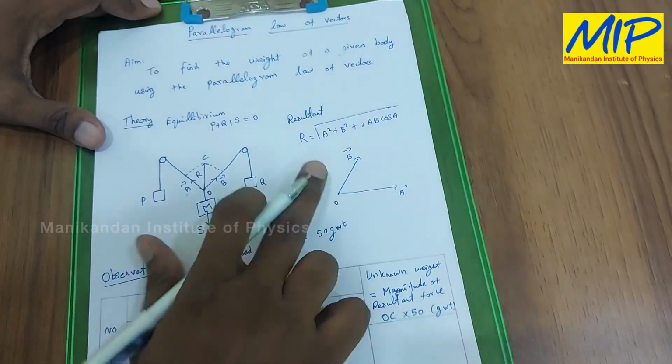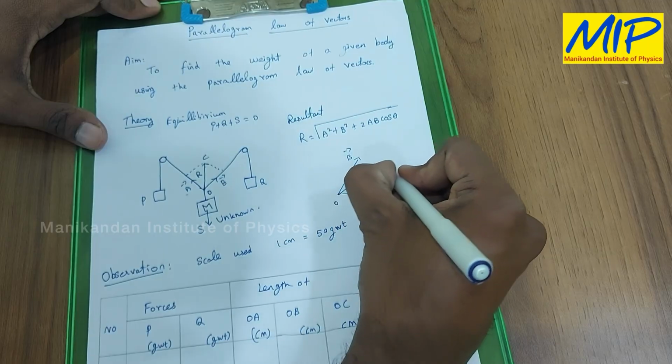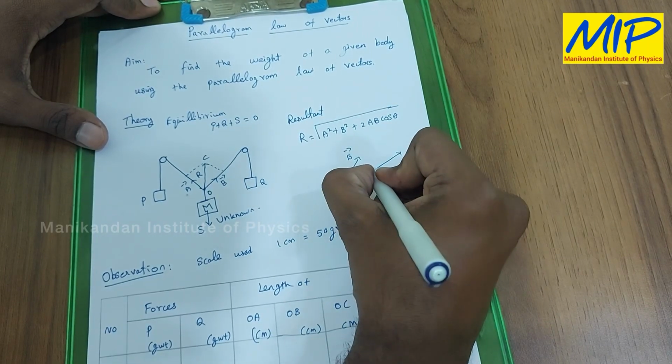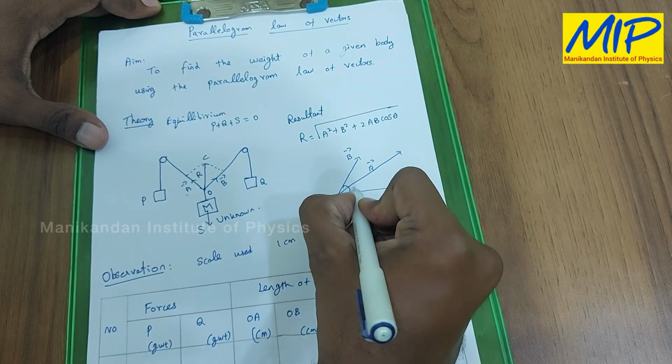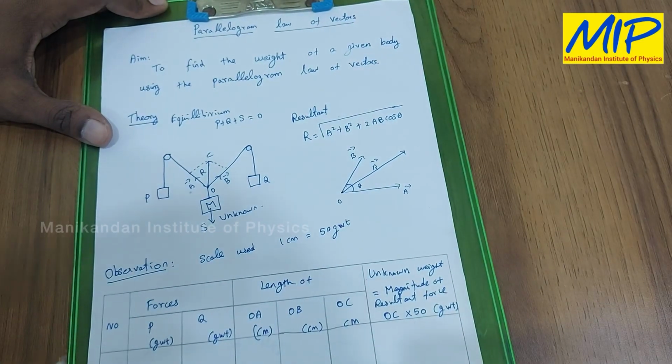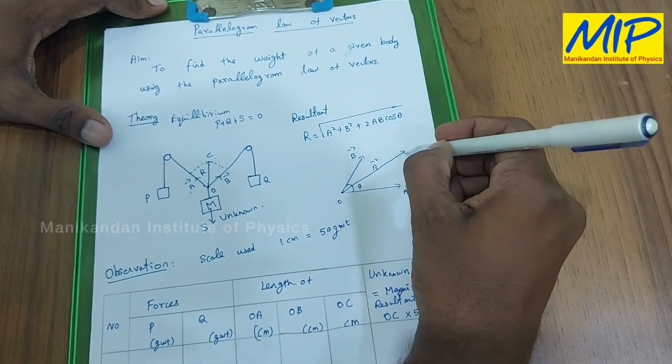The resultant of these two vectors should be in between these two. So my resultant vector is somewhere here. This is my R vector. The angle between A and B is said to be theta. So this is parallel to this.